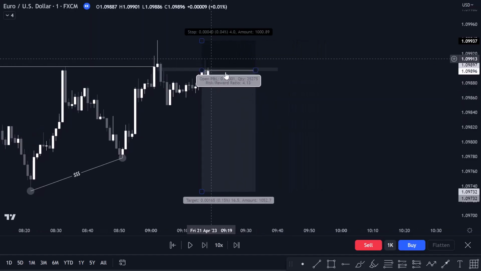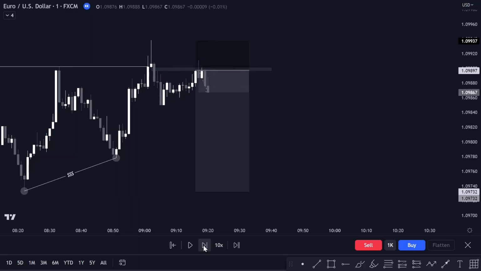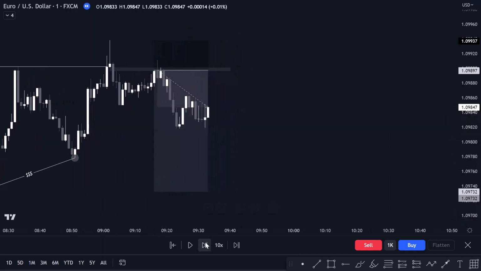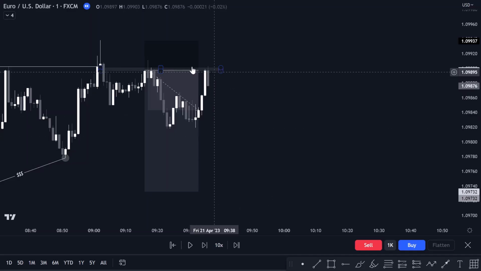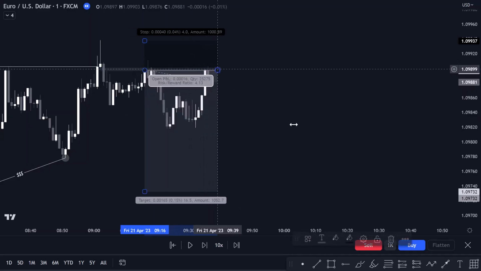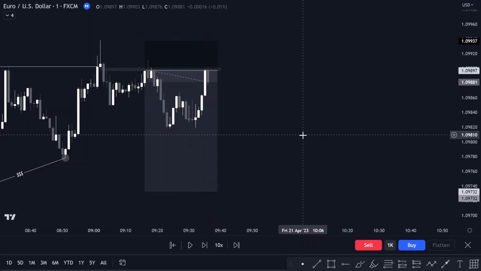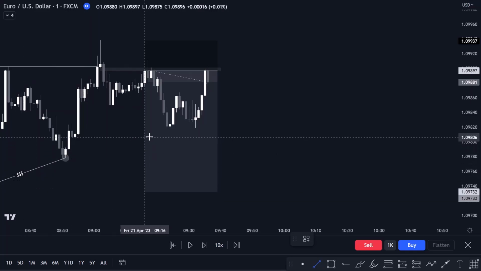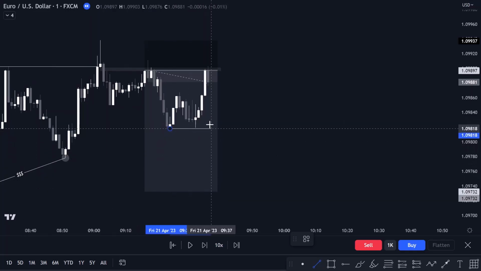So price triggers the entry and then goes down. Price breaks the first swing low here, which is a good thing. And then price goes up and comes back to the entry. There's only one reason that you should hold this trade. What is it? The low resistance liquidity right here, plus more liquidity.